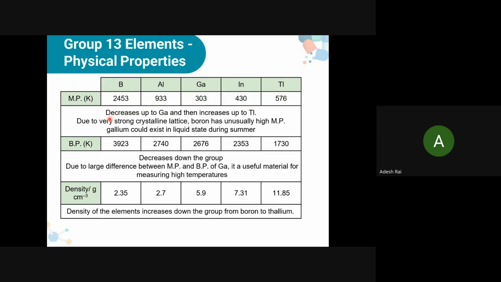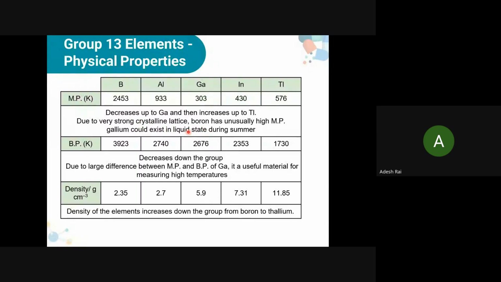What is the reason? The reason is strong crystalline lattice. Now, this lattice and all, you are not aware, right? Because this is a part of solid state chemistry. Solid state is deleted. We'll see whether we'll cover that or not. But the thing is, if you have a crystalline structure, then it will give you high melting points.